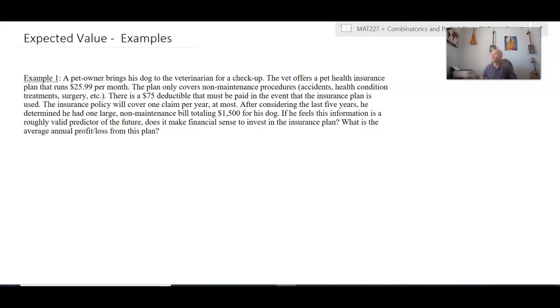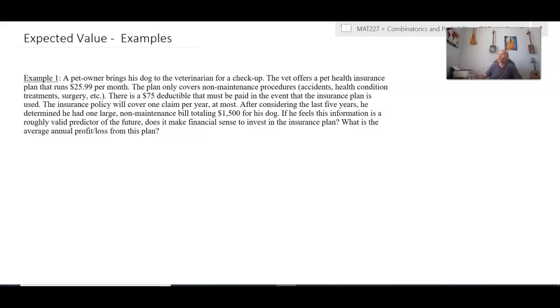After considering the last 5 years, he determined he had one large non-maintenance bill totaling $1,500 for his dog. If he feels this information is a roughly valid predictor of the future, does it make financial sense to invest in the insurance plan? What is the average annual profit or loss from this plan? So this is going to allow us to compute an expected value, though we need to keep in mind that the outcome of this is just a mathematical answer, and we need to decide whether the plan is worth it or not for the sake of peace of mind.